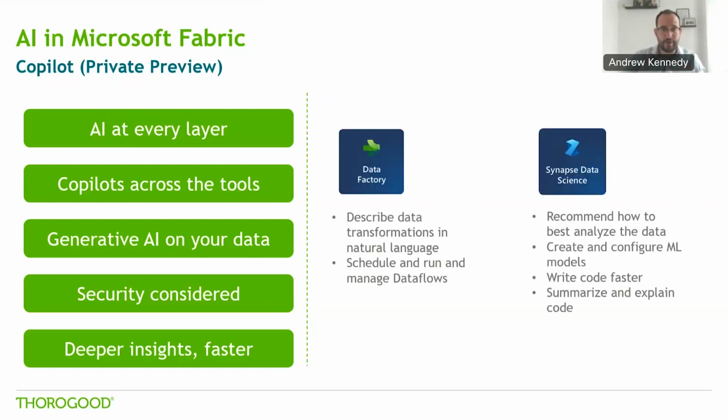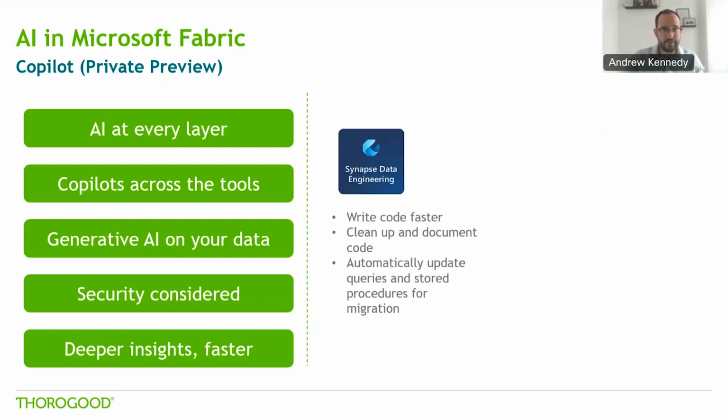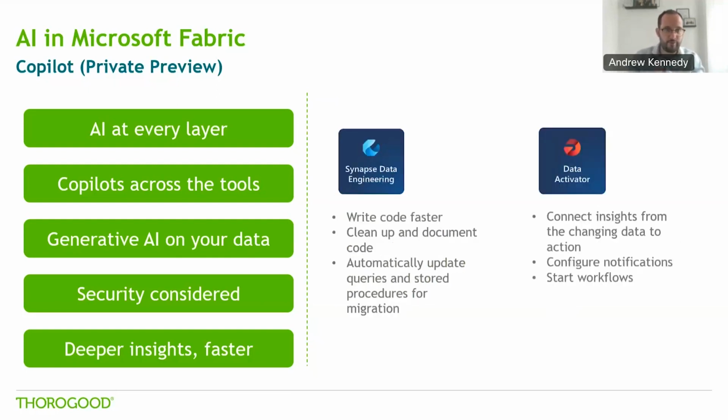Just some examples of what to expect from that. In Data Factory, you'll be able to chat with Copilot to describe data transformation in natural language, and use Copilot to schedule, run and manage data flows. In Synapse Data Science, you'll be able to chat with Copilot to understand how best to analyze the data or create and configure machine learning models, for example, or even just write faster code using the Copilot. Similar things in Synapse Data Engineering. You write code faster, use it to clean and document code, and automatically update queries and stored procedures if you're trying to migrate between tools.